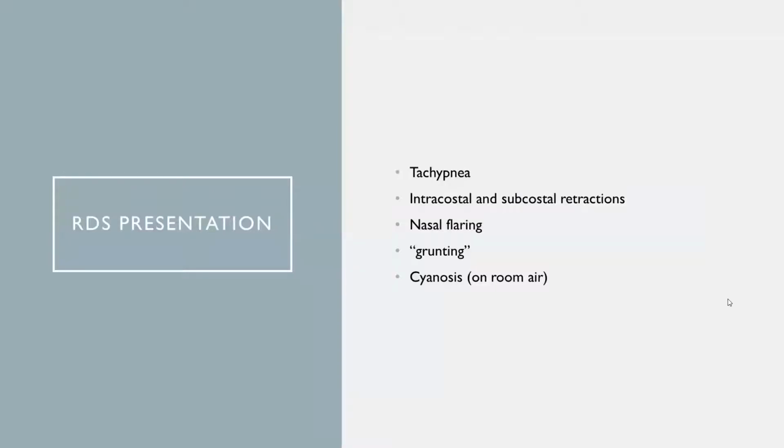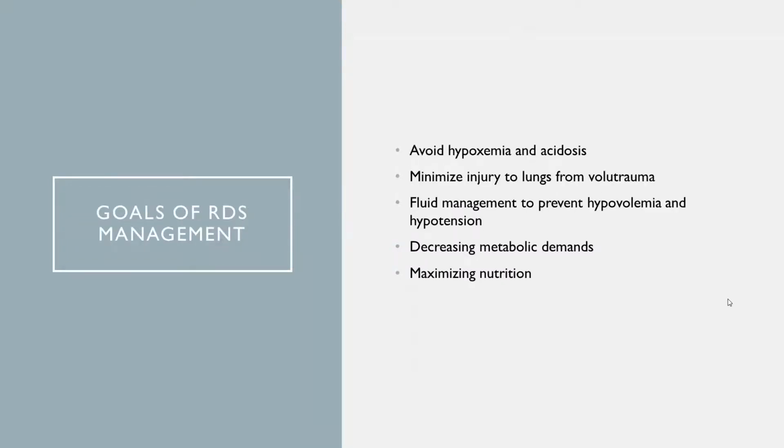So RDS commonly presents with tachypnea, intercostal and subcostal retractions, nasal flaring, and grunting, as well as cyanosis on room air. The goals of RDS management are to avoid the hypoxemia and acidosis, minimize injury to the lungs from volutrauma, provide fluid management to prevent hypovolemia and hypotension, and decrease metabolic demands while maximizing nutrition.